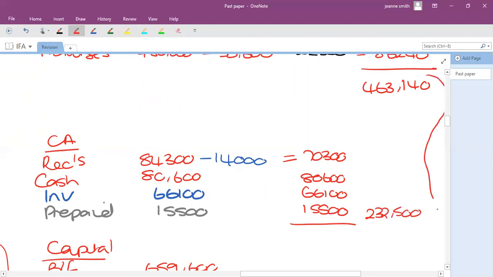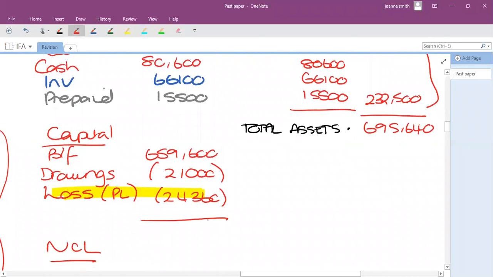And if we add those together with the non-current assets, you should get total assets that add up to 695,640. So for the final section, add up your capital. So you've got your opening balance, it's reduced by drawings, and it's also, in this case, reduced by the loss that you've made. So at the end of the year, your closing capital balance is worse than what you started with.